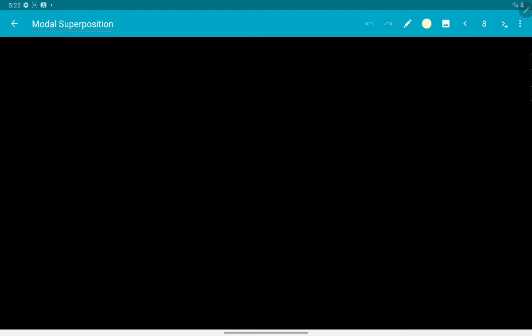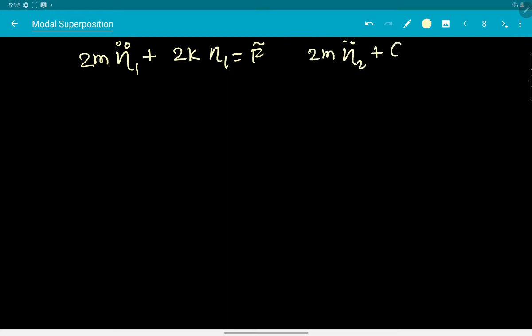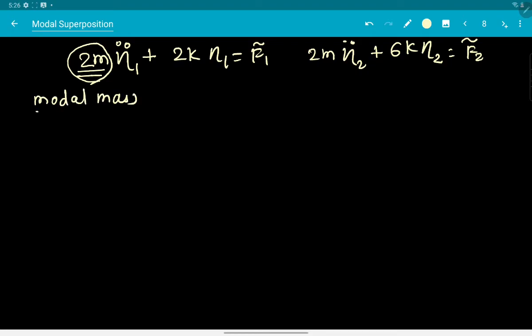Now let's have a closer look at the equations we have obtained and understand what they are giving us. The first equation is this one, and the second equation is 2m eta 2 double dot plus 6k eta 2 is equal to f2 tilde, with f1 tilde on the first. Whatever we are getting over here is called modal mass, an equivalent mass corresponding to the first mode shape, and this is modal stiffness for the first mode shape.